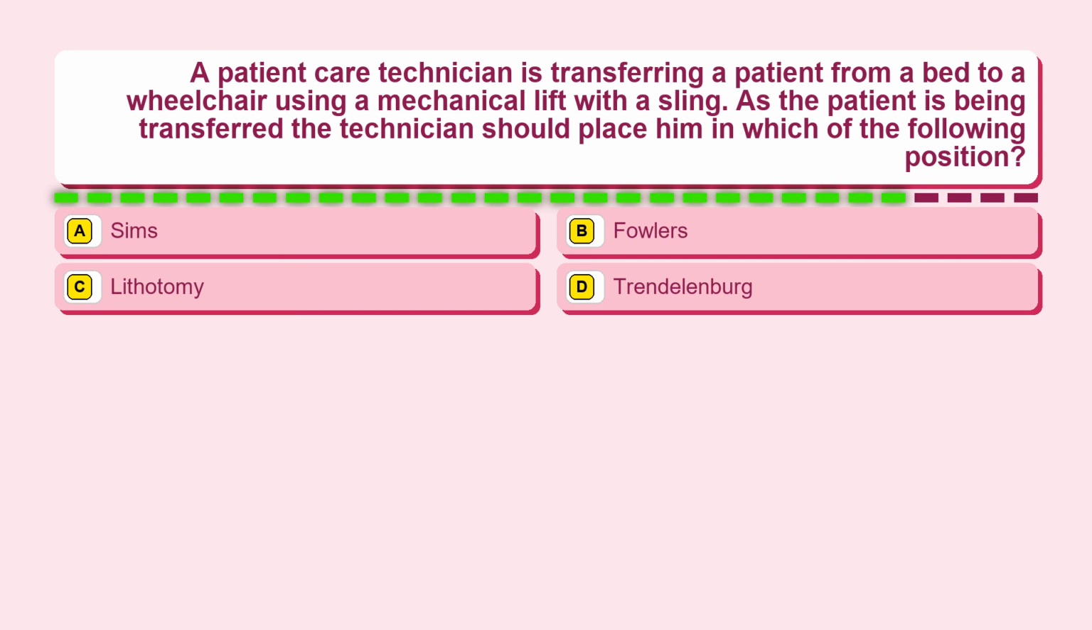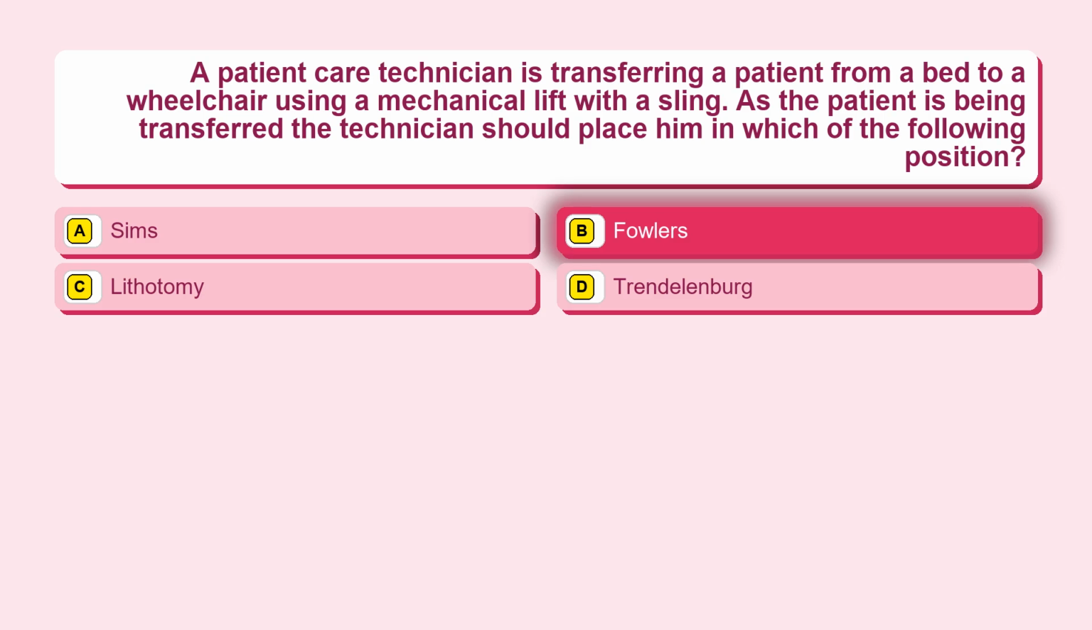Question 21. A patient care technician is transferring a patient from a bed to a wheelchair using a mechanical lift with a sling. As the patient is being transferred, the technician should place him in which of the following positions? Option A, Sims. Option B, Fowler's. Option C, lithotomy. Option D, Trendelenburg.